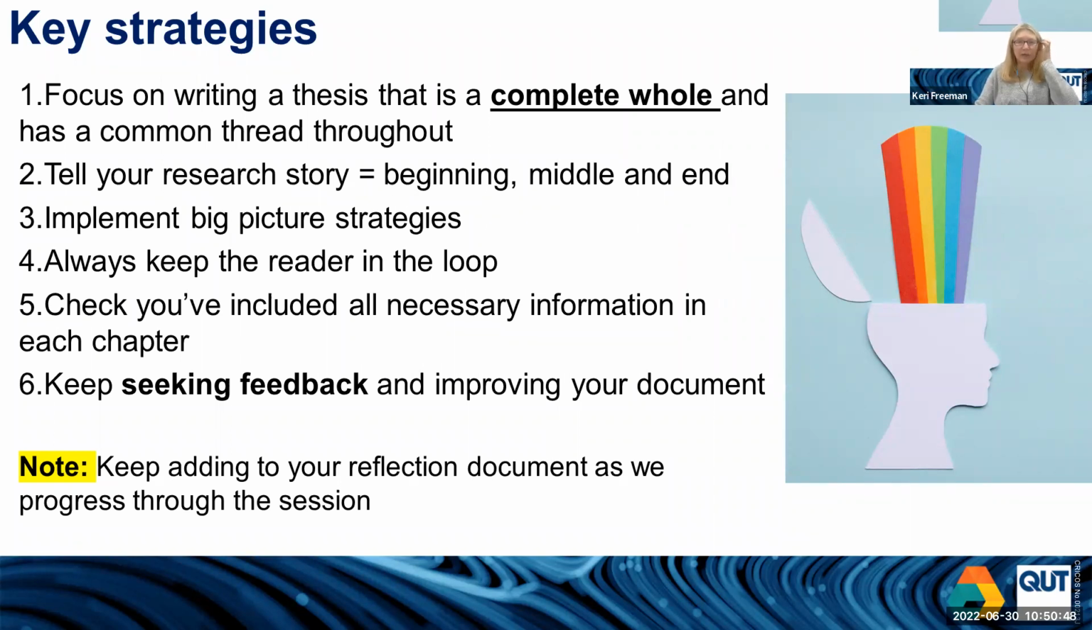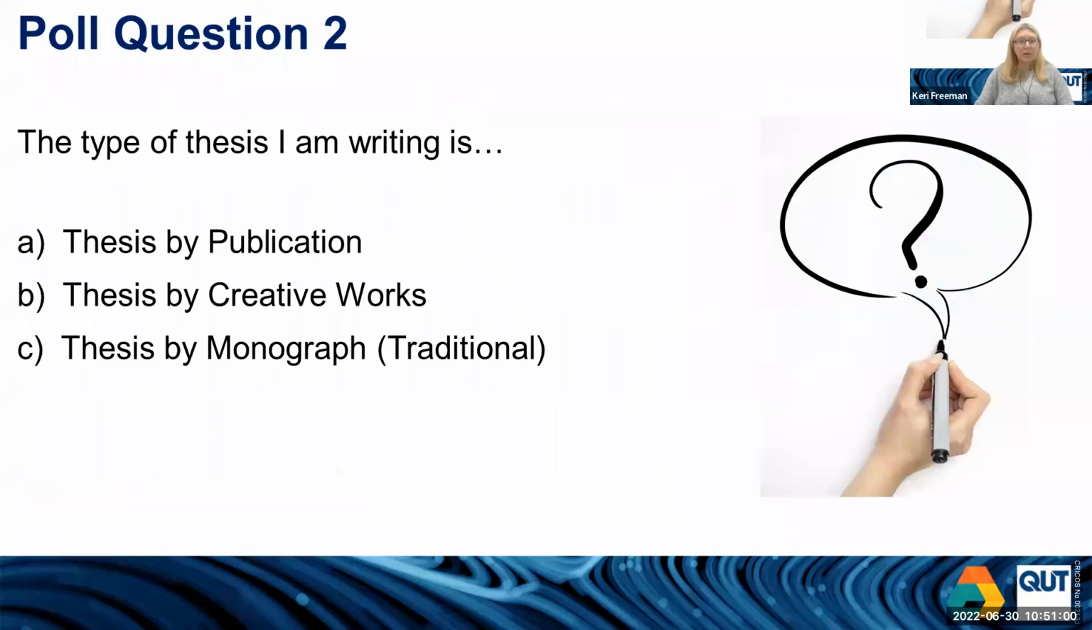Keep the reader in the loop. Make sure that everything that needs to be in each chapter is in there. And of course, keep seeking feedback. As I said, keep adding to your reflection document if you need to as you go along. Poll question 2. Very quickly, I would be interested to know the type of thesis that everybody is writing. You can see the question there.